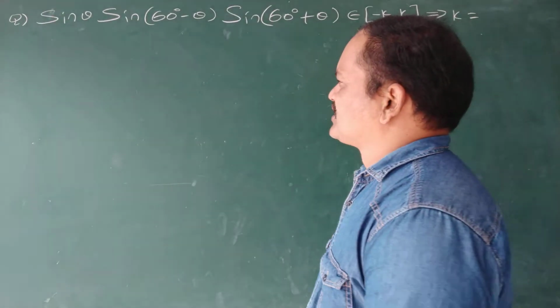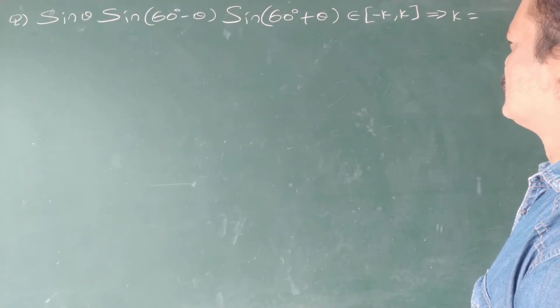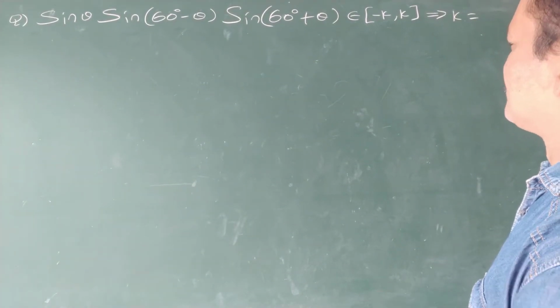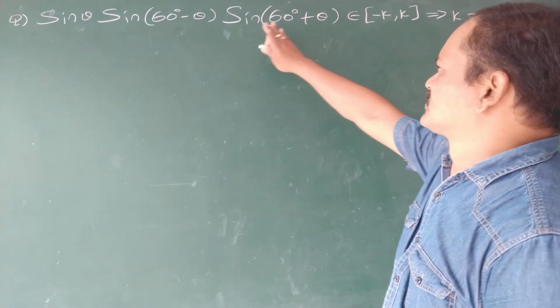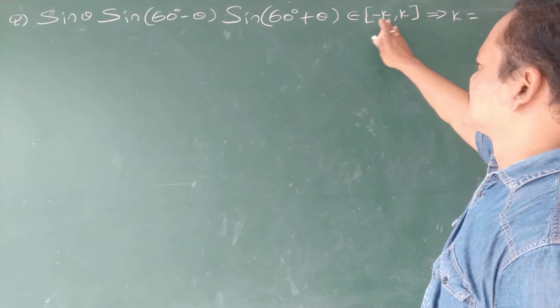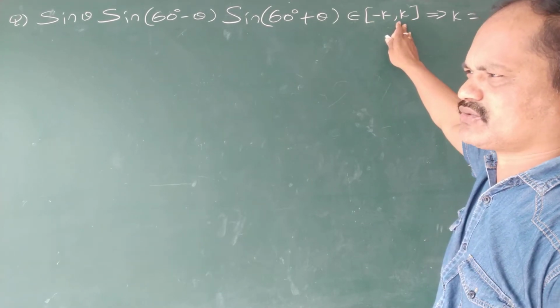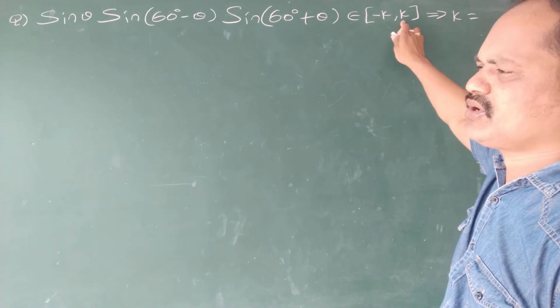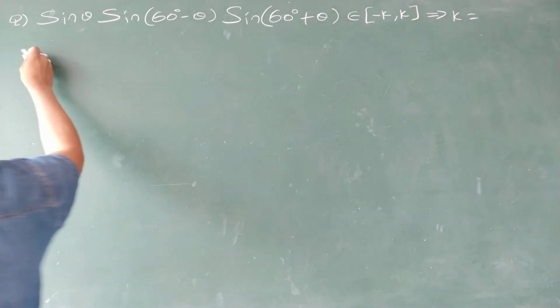Now we are going to the next question. Now the next question is sin theta sin 60 minus theta sin 60 plus theta belongs to closed minus k to k, that implies k is equal to. That means we have to identify the range of this one. This represents range minus k to k. Closed minus k to k is the range of this one. This is the minimum value, this is the maximum value. Now we have to identify the value of k.